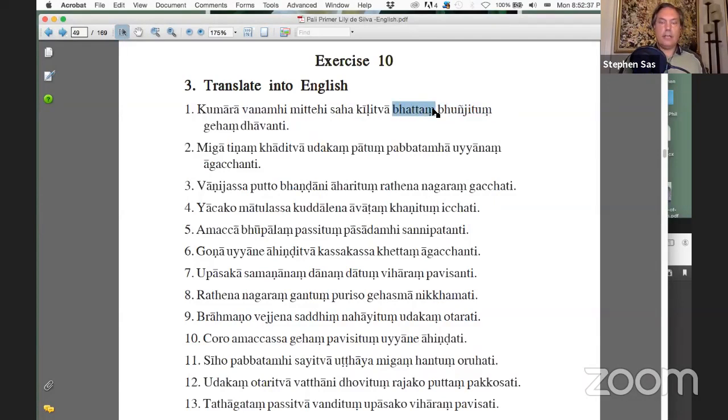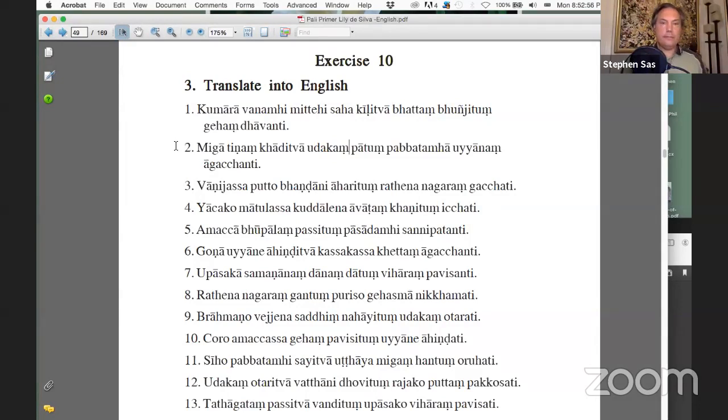And what are they eating? Batang, rice or food. And so therefore we have boys, having played together with friends in the forest, run home to eat food, or run home to eat rice. I'll do one more to explain.